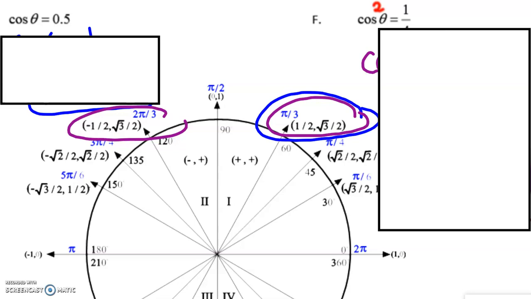So cosine theta equals 0.5. Of course, 0.5 is not on our unit circle. However, 1/2 is.